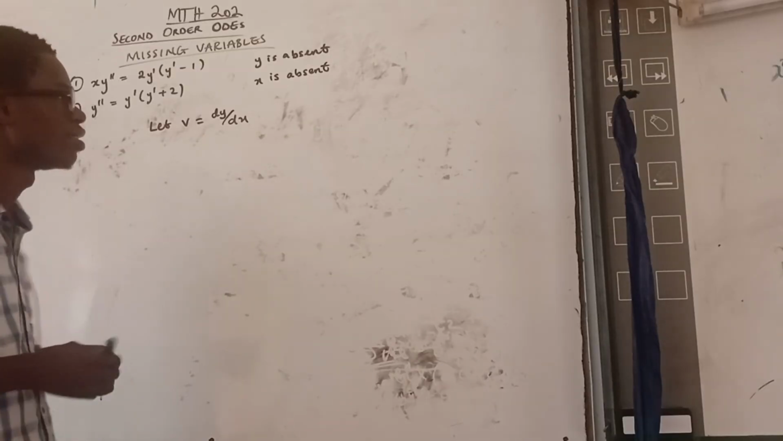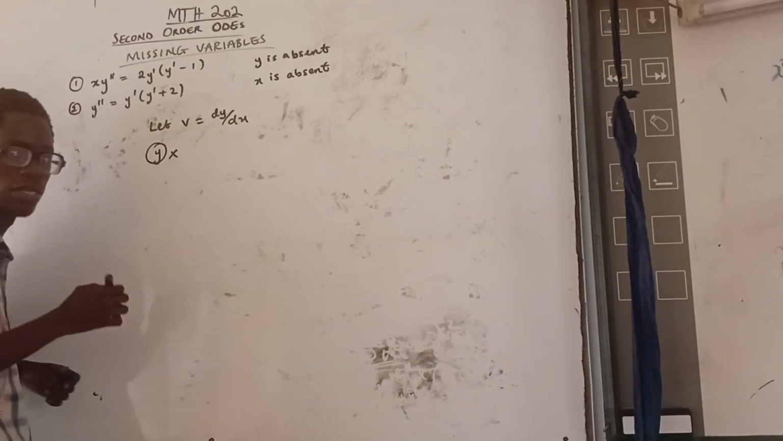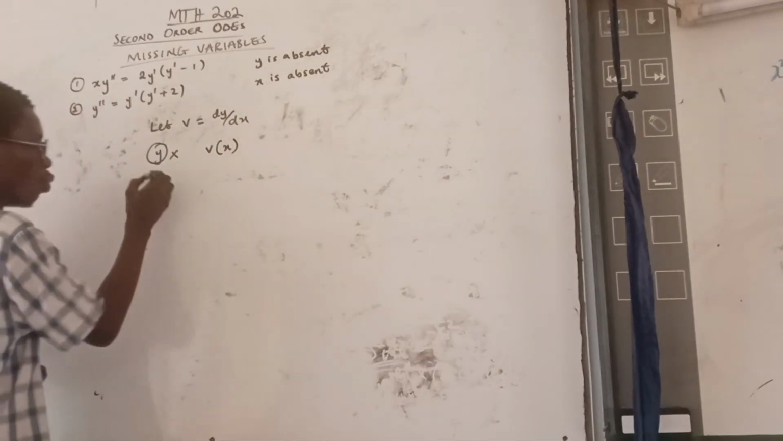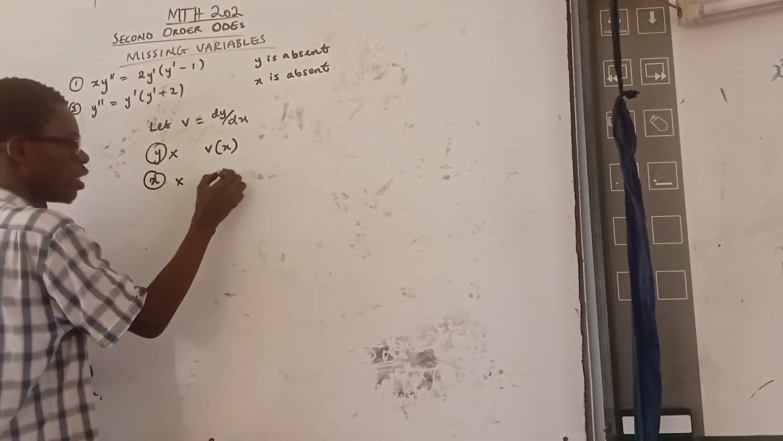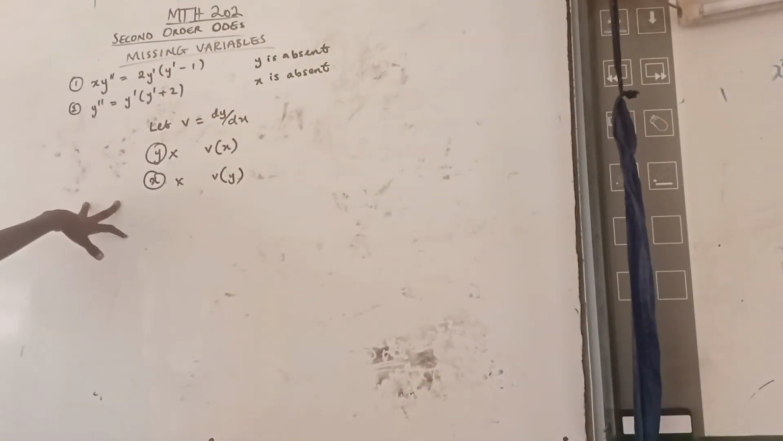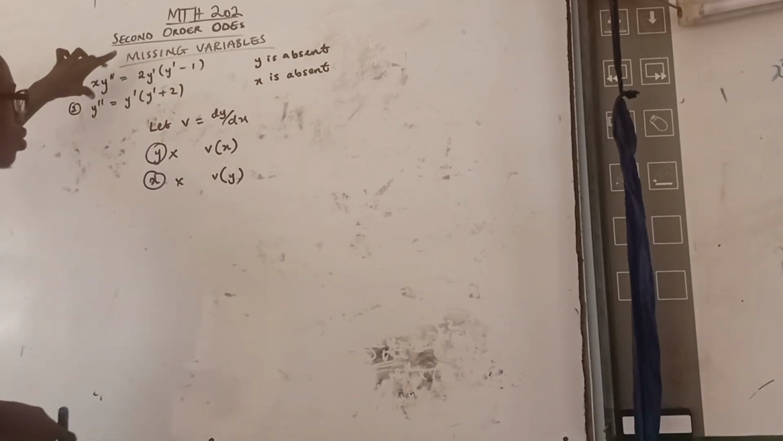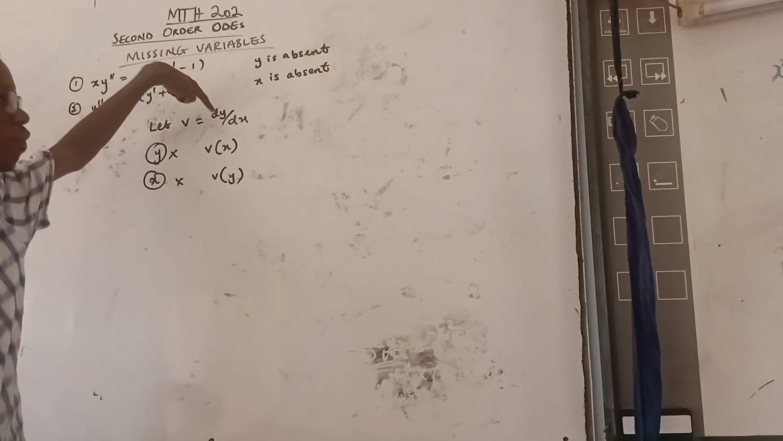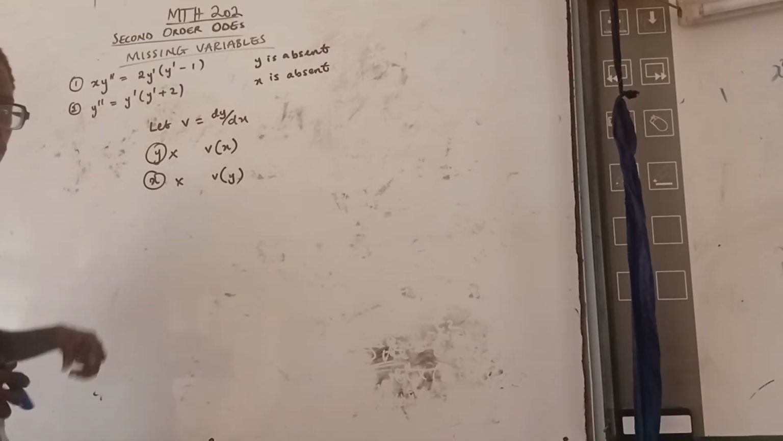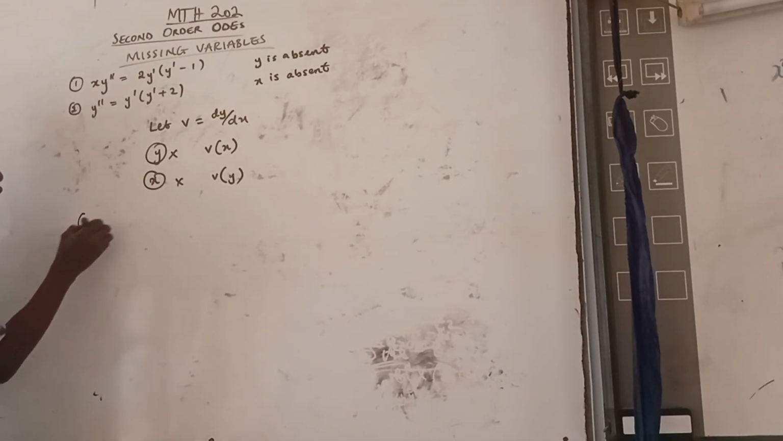But what's the difference? When y is not there, we are going to use our v as a function of x. When x is not there, we are going to use our v as a function of y. You get what I'm saying? When y is absent, we use the substitution v as a function of x. When x is absent, we use v as a function of y. So let's attempt the first question.